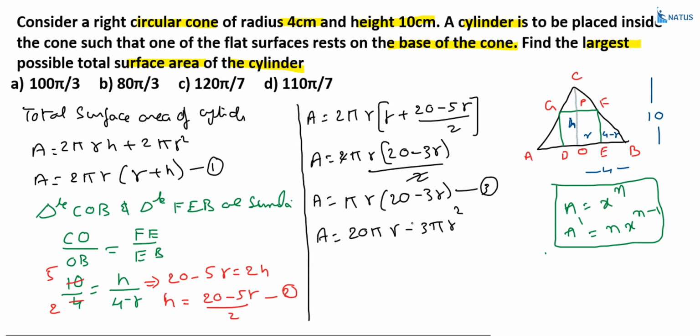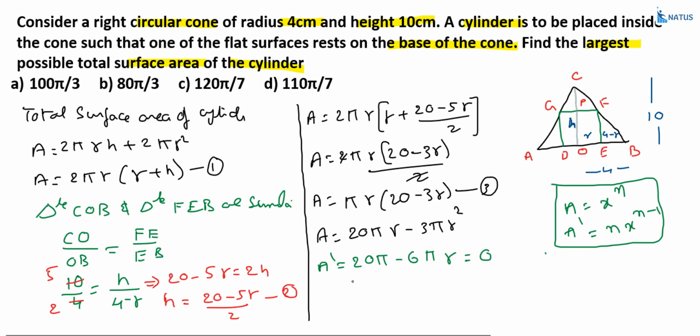If you want to find out this value, this a dash must be equal to 0, right? And how is a dash equal to 0? Then only you will find out the value of r. And what is the a dash? A dash is equal to 20 pi minus r square, 2 into 3, that is equal to 6 pi r, right? What is the a dash? That is equal to 0. If you want to find out the maximum, this derivative of this value must be equal to 0, right?